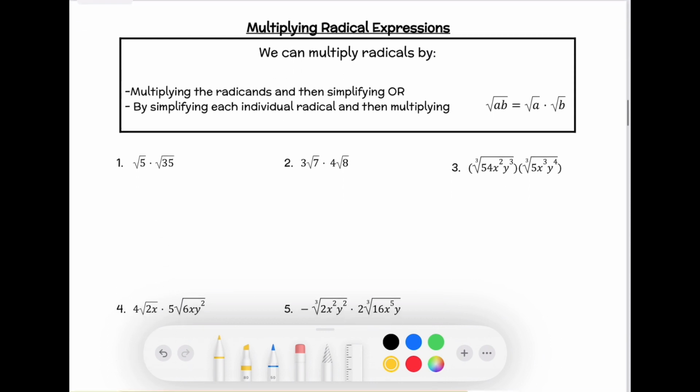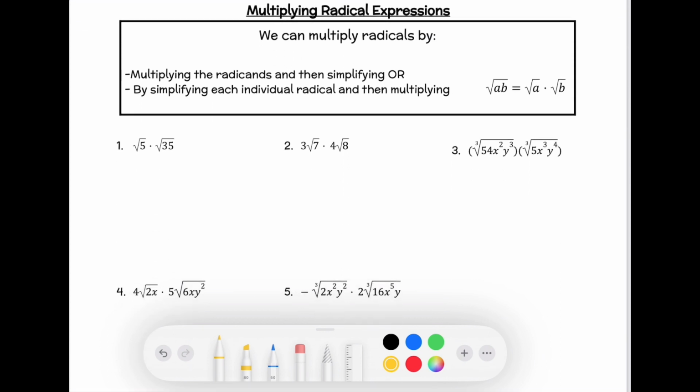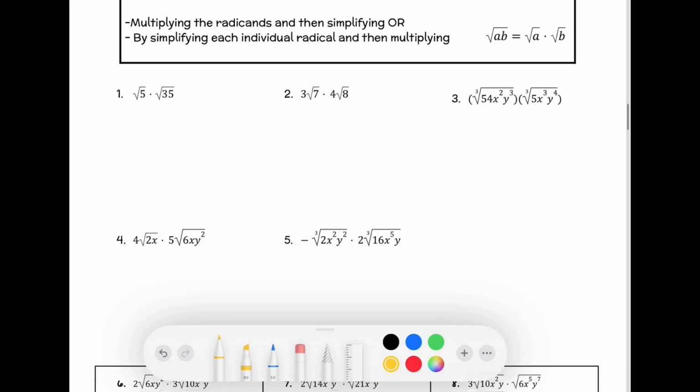All right, next we're going to go into multiplying radical expressions. There are a few ways to do this. You can either multiply the radicands and then simplify, or you can simplify each individual radical and then multiply. So we're going to go ahead and start with number one.